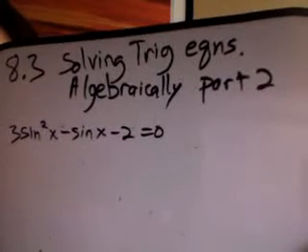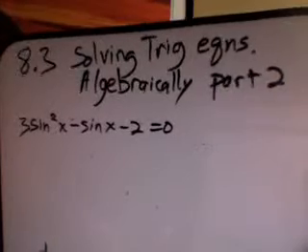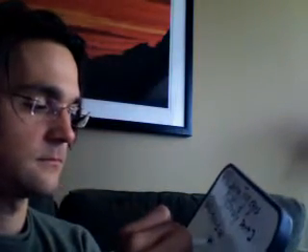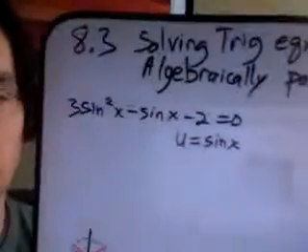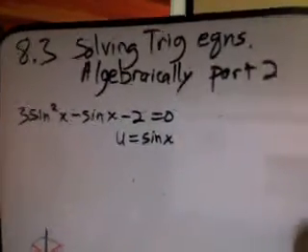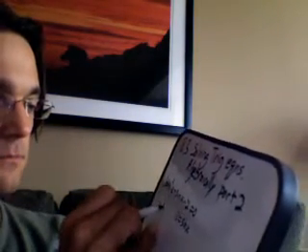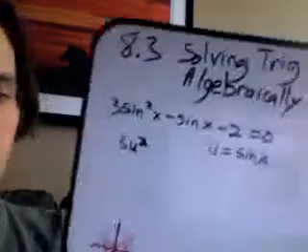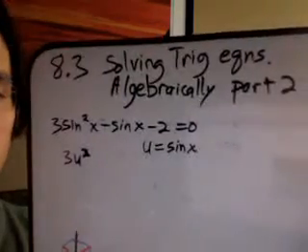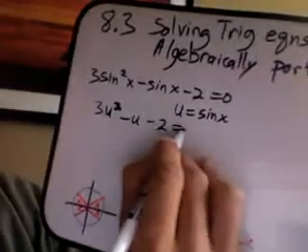What substitution do you think we're going to make? Yes. U is equal to sine of x. Okay, so with that substitution, that first term is going to become 3u squared. Okay, and then minus sine x, so minus u. And nothing happens to the 2. It just stays a 2 equals 0.